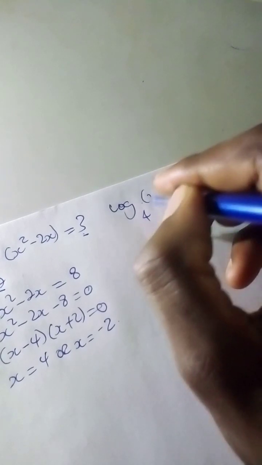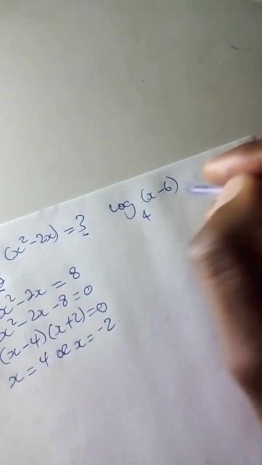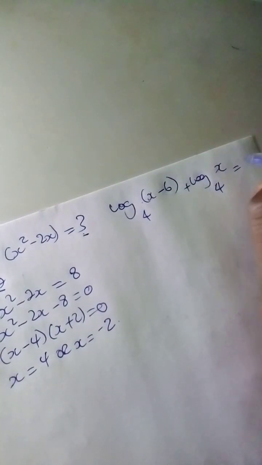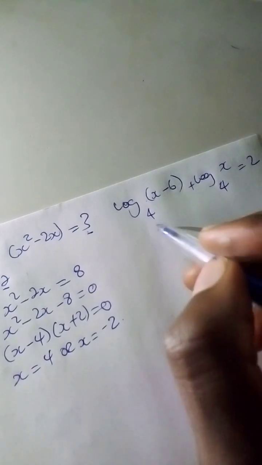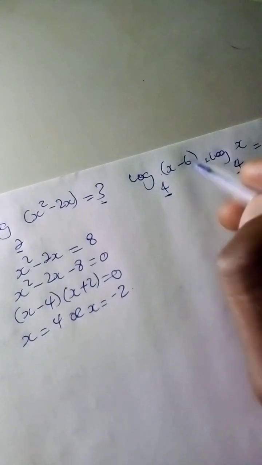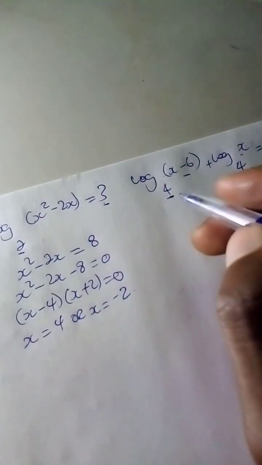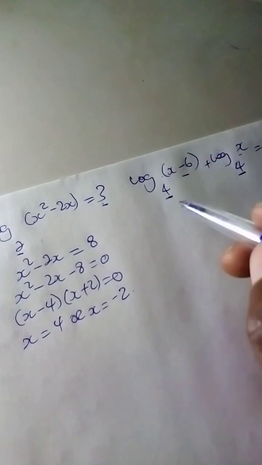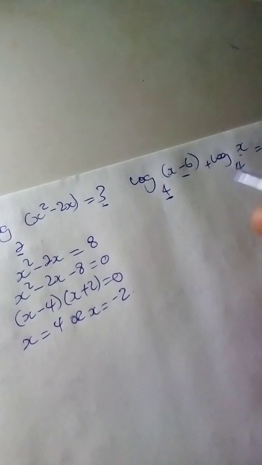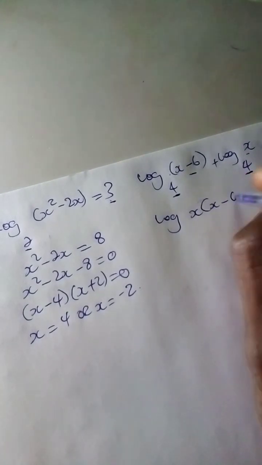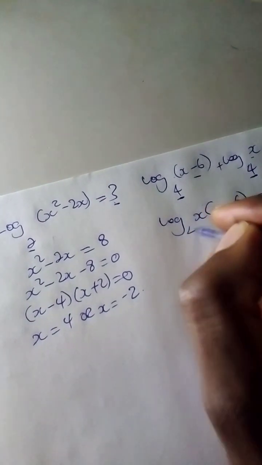Now let's say that you have log 4x minus 6 plus log 4x, it's equal to 2. If you look closely at this, these two are the same, right? They are the same, and these two are different from each other. Therefore, we can apply the law that says that if you are adding two logs that have the same base but with different terms, we can multiply the terms. So we can say that it's log x minus 6, it's equal to 2. Let us write our 4.